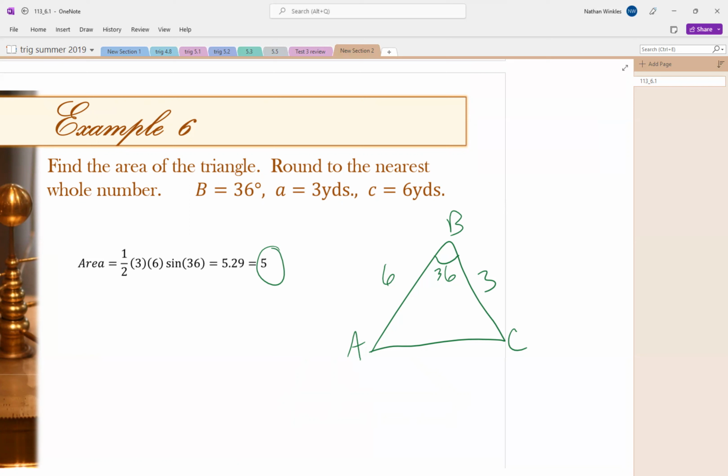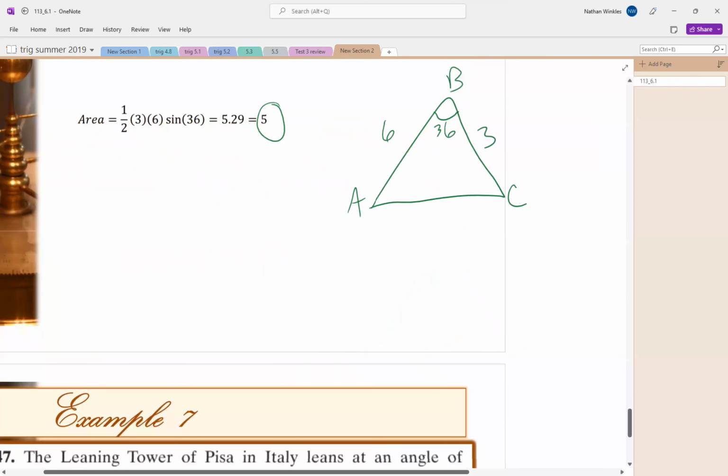And there are a lot more complicated ways that we could find area that we don't really have to worry about, but we do need to think about these basic cases right here.